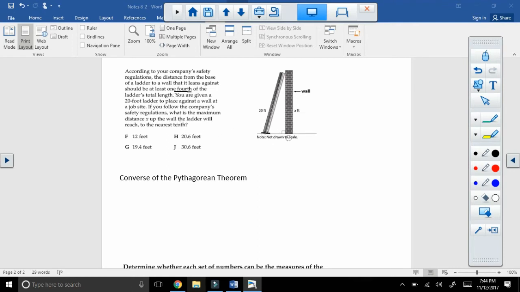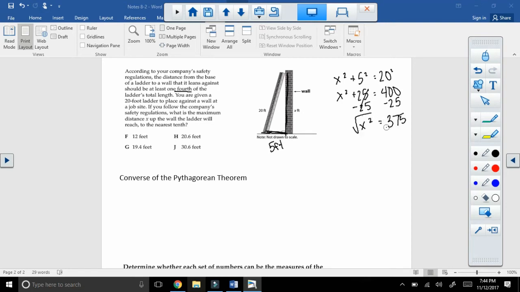So it says here that this has to be at least 1/4, and there's probably a maximum distance too that they just didn't write in. So at least 1/4 would be 5 feet away, and these are your two legs. So I'm going to set this up as x squared plus 5 squared equals 20 squared. I can do this in my head. If you want to just use your calculator and subtract them at the same time, you could do that too. This would be kind of showing more of the work if you need to do that.